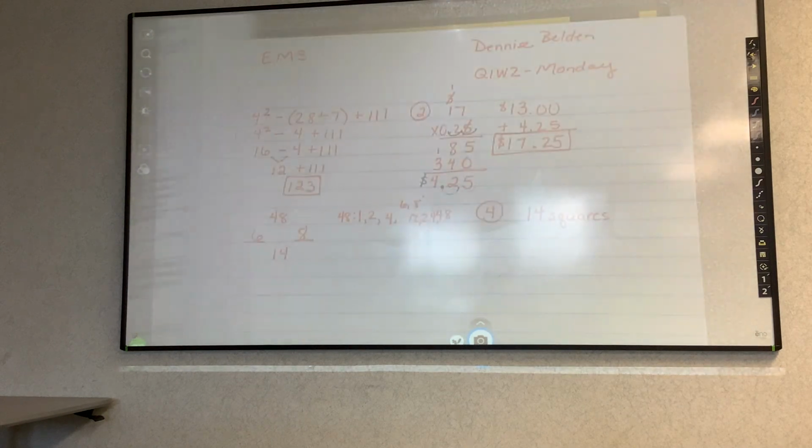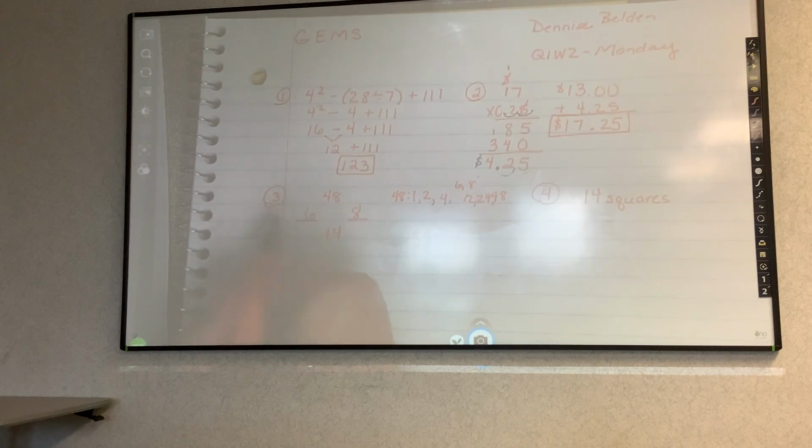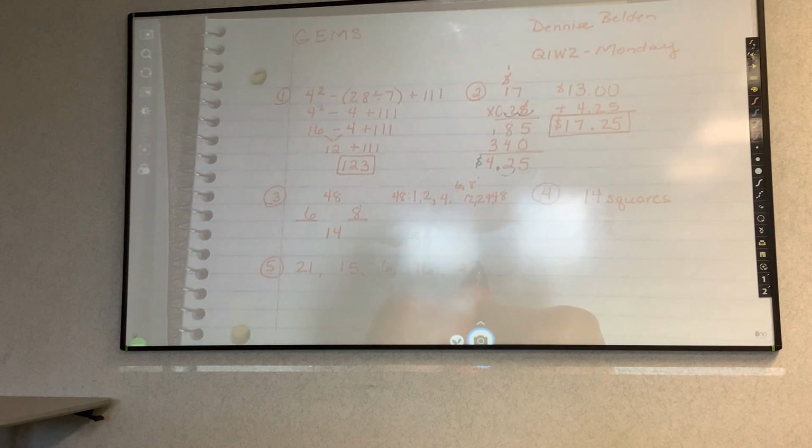Which one of these numbers is not like the other? I'm going to write these down on my paper. I've got 21, 15, 6, 16, and 27. So which one does not belong? The one that does not belong is 16. But I want to know the reason why. It's because it is not a multiple of 3.